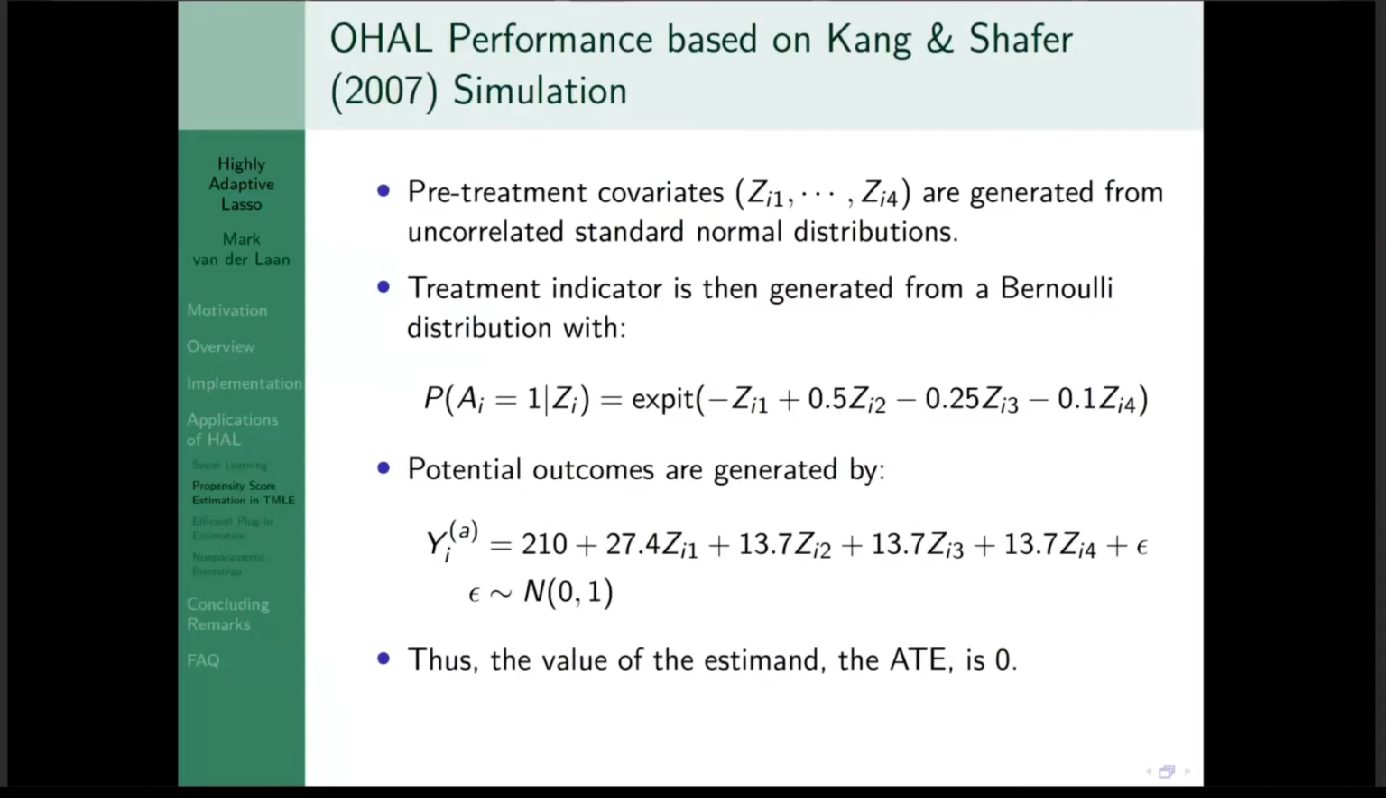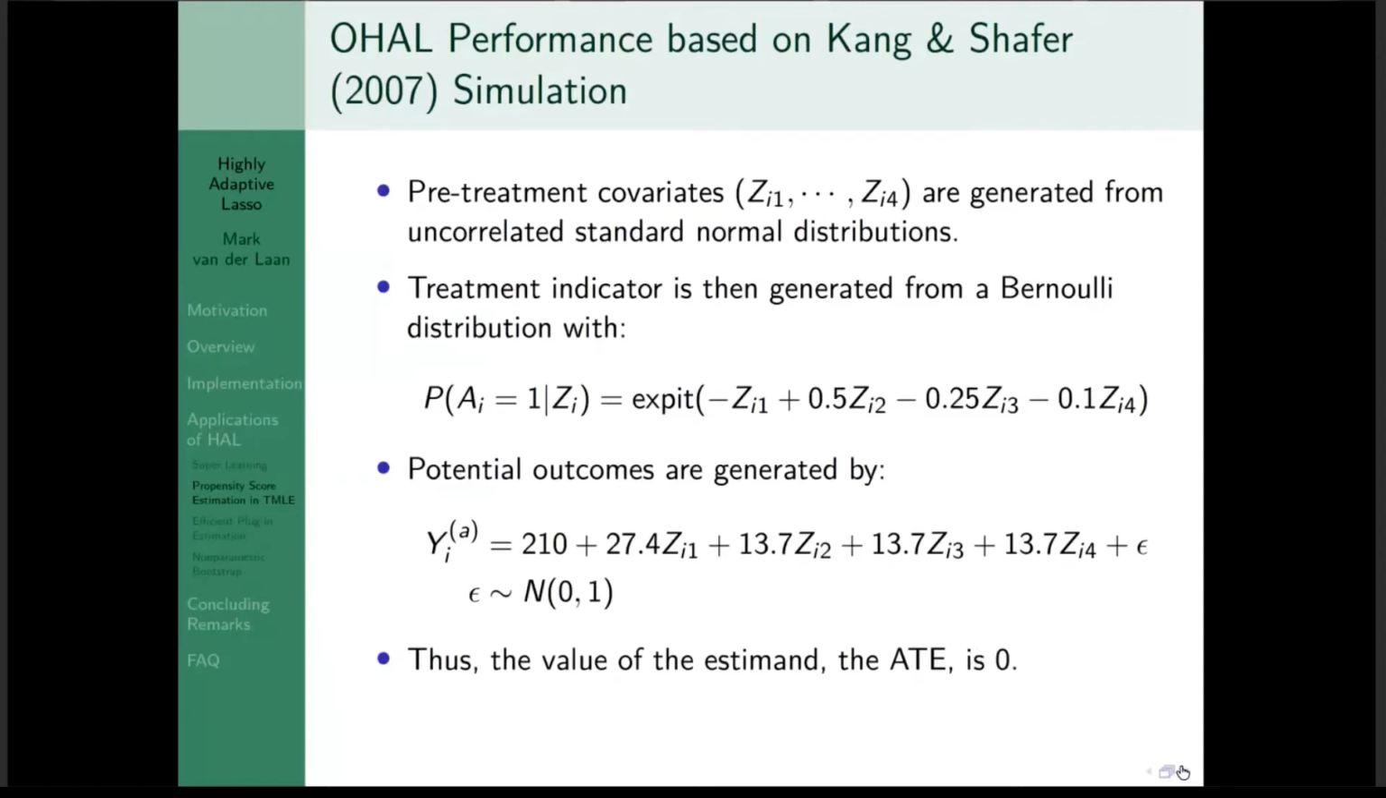So here's the simulation. You have a set of covariates, which are hidden covariates, and then you make your treatment mechanism a simple logistic linear function in these covariates. And your outcome regression is also a function of these covariates, and in this case it doesn't depend on treatment, so the real treatment effect is 0.